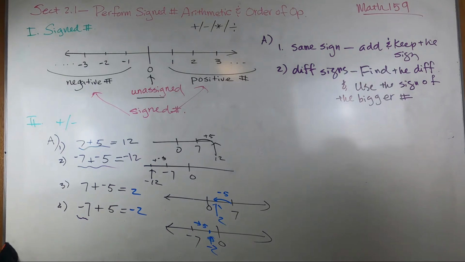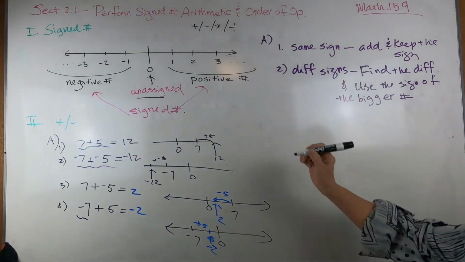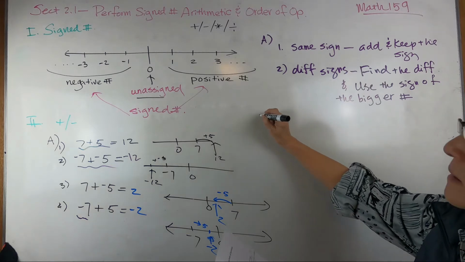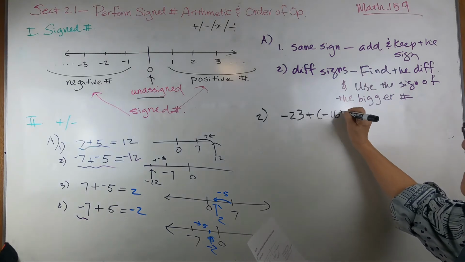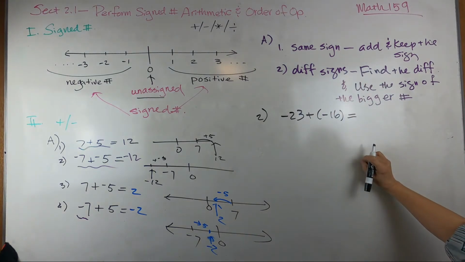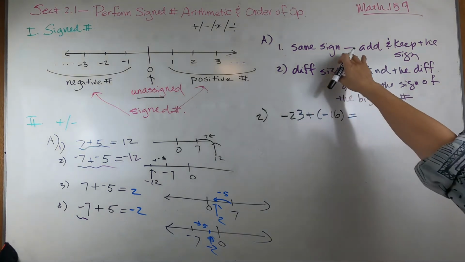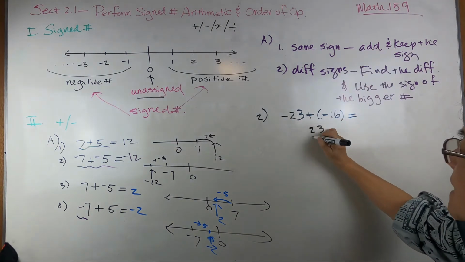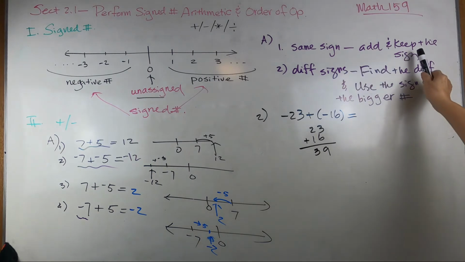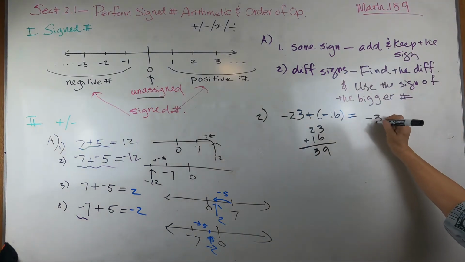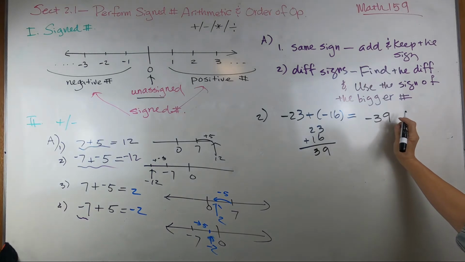Okay, it seems very straightforward, but when you handle the fractions and decimals, you might get confused. But you practice, you'll be fine. Okay? So look at that. If I have a -23 plus -16, so what do you think? Do they have the same sign? Yes. Then you put them together, right? 23 and 16, so it's 39. But keep the sign, so it will be -39, right?